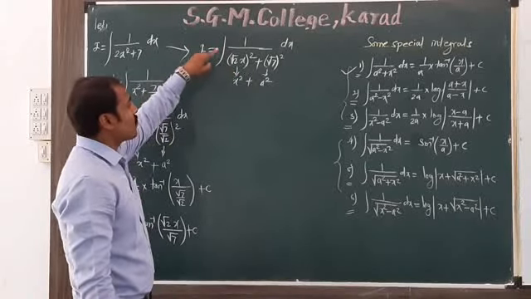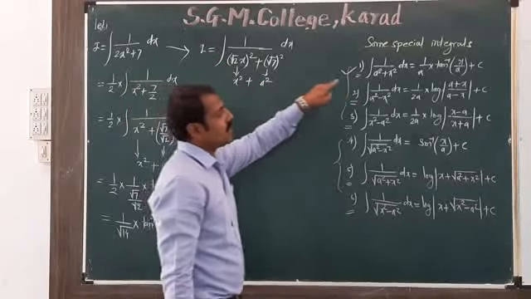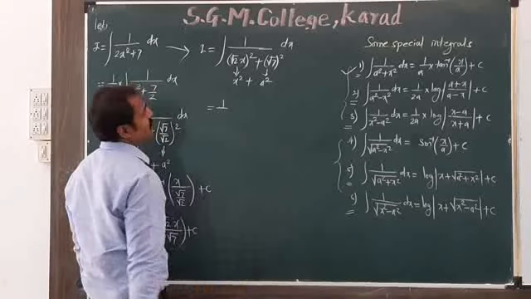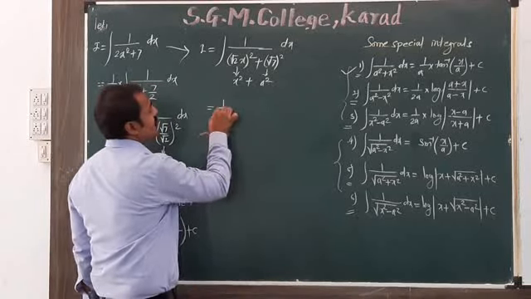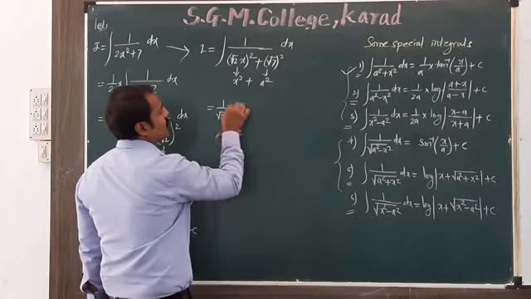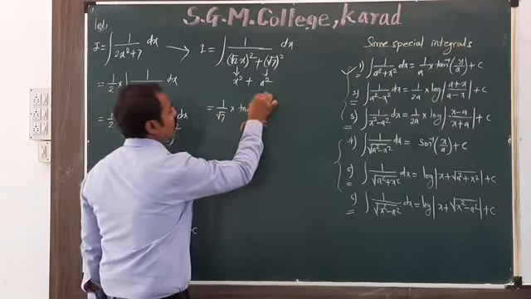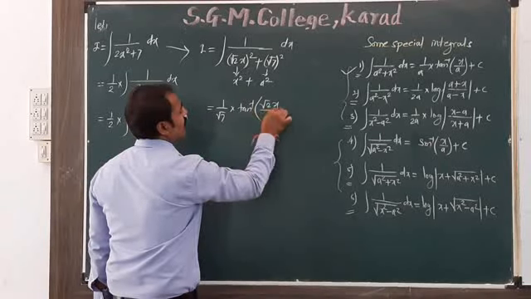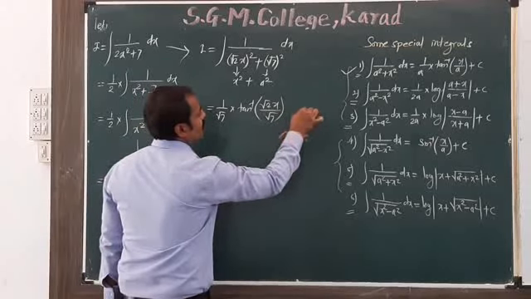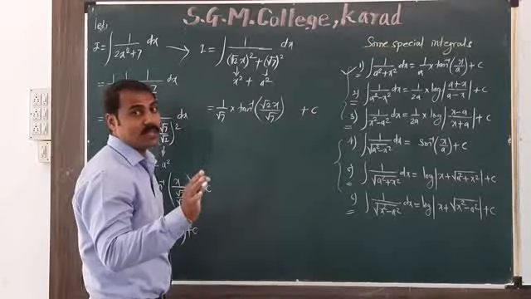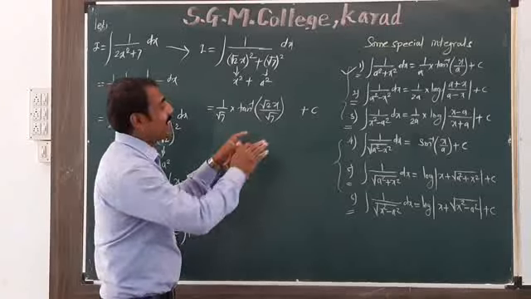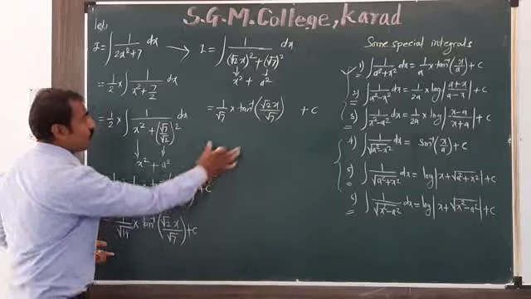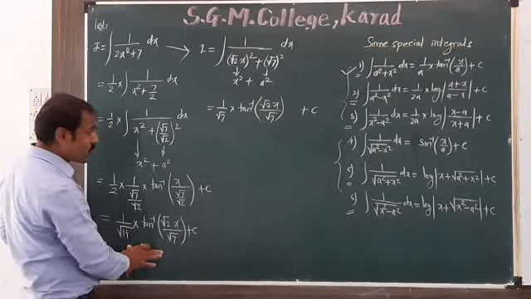And we know that integration of 1 upon x square plus a square is 1 upon a into tan inverse of x upon a. So 1 upon a, what is the value of a? It is root 7, into tan inverse x upon a. What is x? Root 2x divided by a, that is root 7, plus constant of integration c. Don't write directly plus constant of integration c. Why? Because the answers of both the integrations are now different.